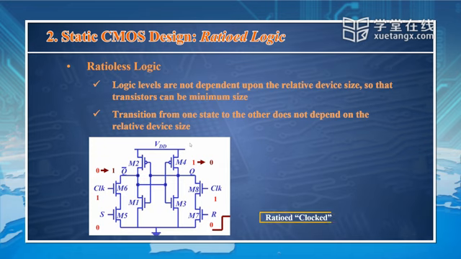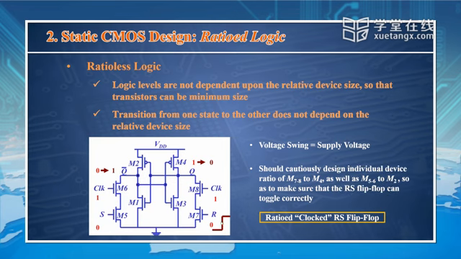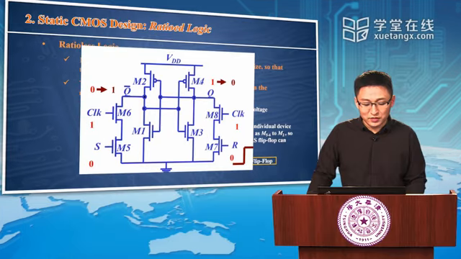And I also still remember I gave you this example, right? And I told you that this is a clocked RS flip-flop. In this case, we have to cautiously design the size of M8, M7, compared with the size of M4. Therefore, we can guarantee the pull-down network is stronger than the pull-up network. Then the function of this one could be correct. So this is actually a ratioed logic.